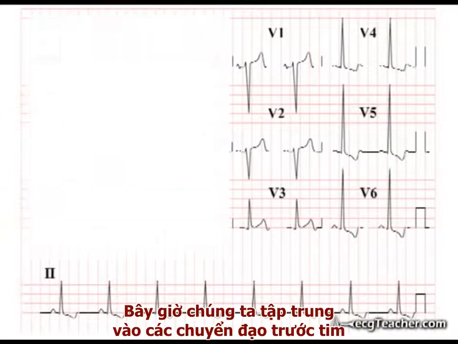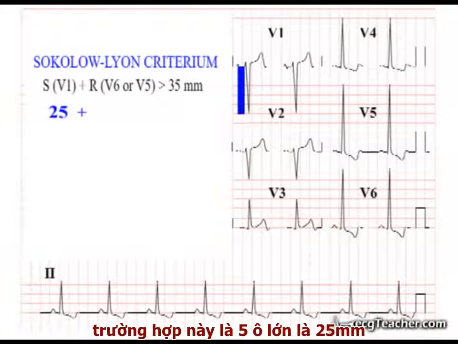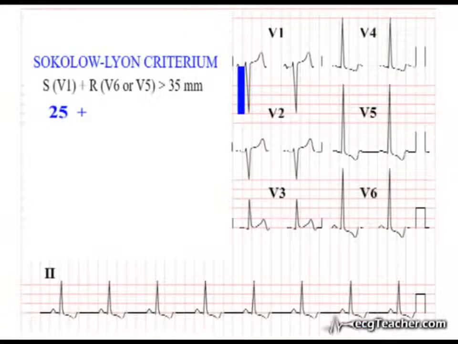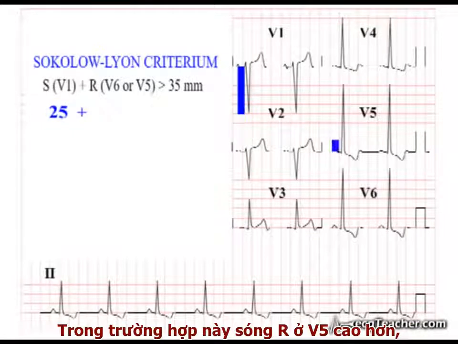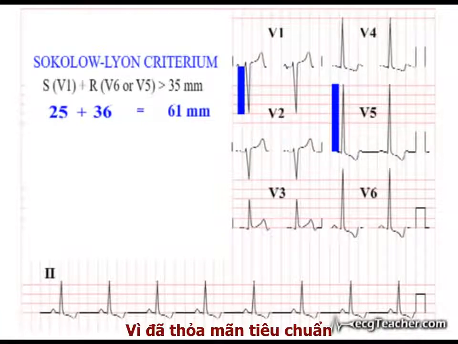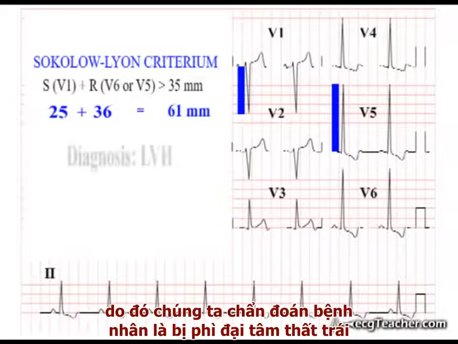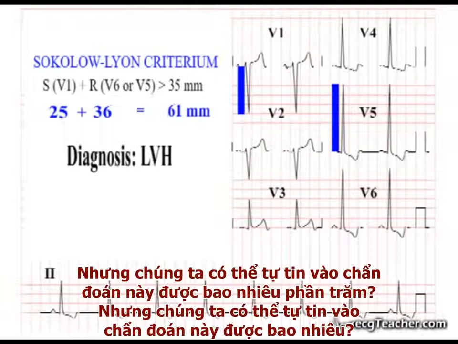Now we focus on the chest leads and sum the depth of the S wave in V1, in this case 5 large squares or 25 millimeters, and the height of the R wave in lead V6 or V5. In this particular case, the R waves in V5 are tallest at just over 7 large squares or 36 millimeters, giving us a total of 61 millimeters, well over our 35 millimeter limit. As the criterion is satisfied, we diagnose LVH. But how much confidence can we have in this diagnosis?